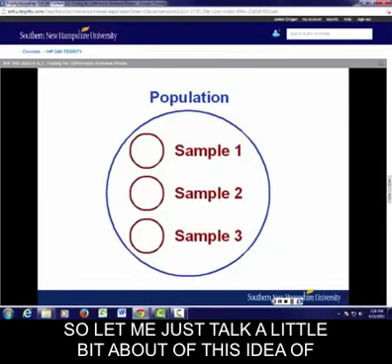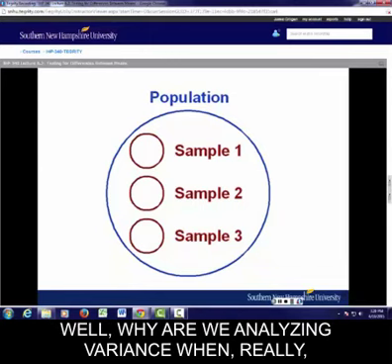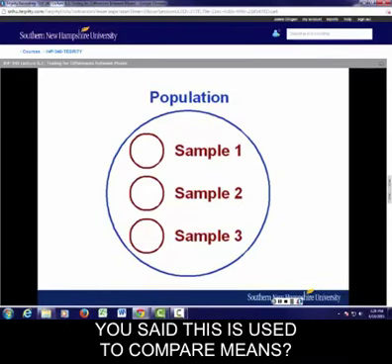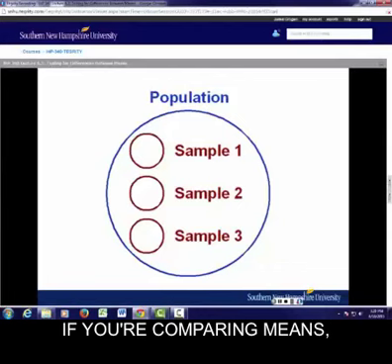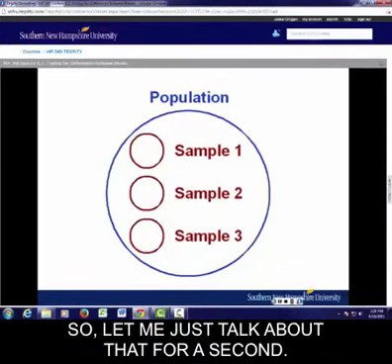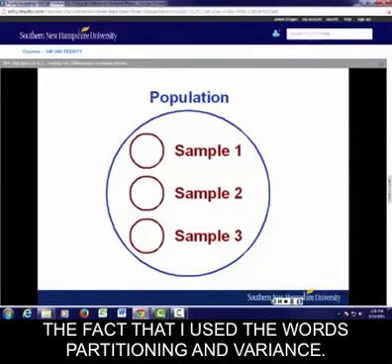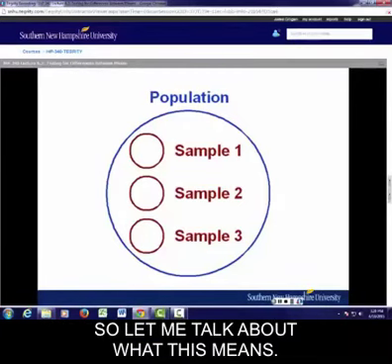So let me just talk a little bit about this idea of analysis of variance. Because you might be thinking, well, why are we analyzing variance when really you said this is used to compare means? If you're comparing means, why are you analyzing variance? Okay, so let me just talk about that for a second. And at the beginning, I also talked about the fact that I used the words partitioning of variance. And so let me talk about what this means.